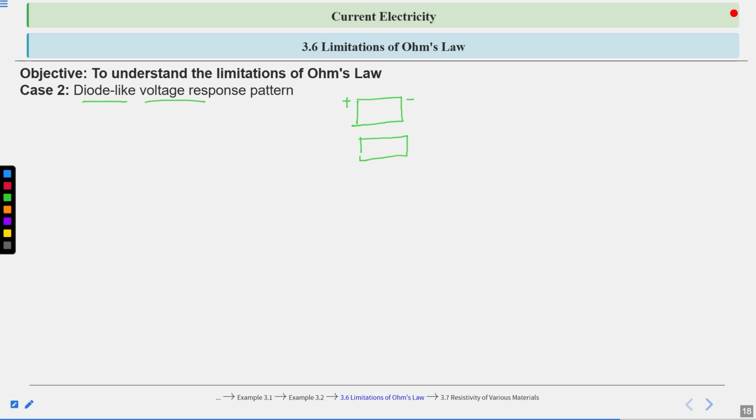Afterwards, in the second case, we will reverse the potential difference. We will change the sign of the potential difference across it. Now this end is at negative potential, this is at positive potential. This is called forward voltage, this is called reverse voltage. We are changing the sign of the voltage across the diode material, which is made up of semiconducting material. What are semiconductors?